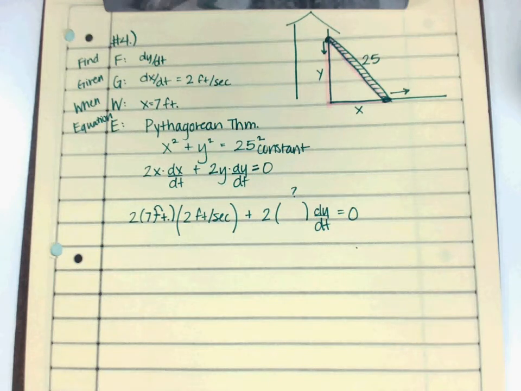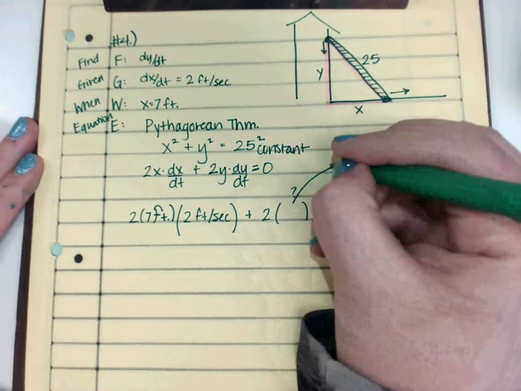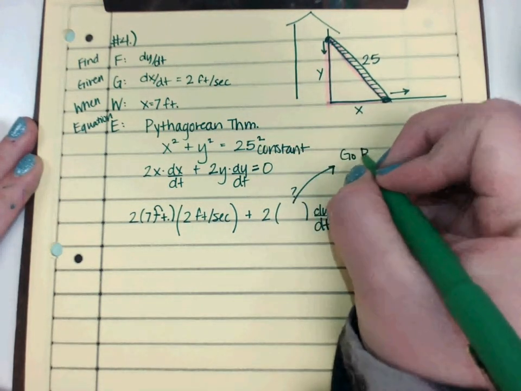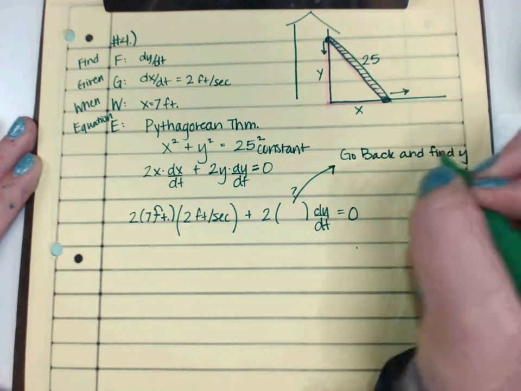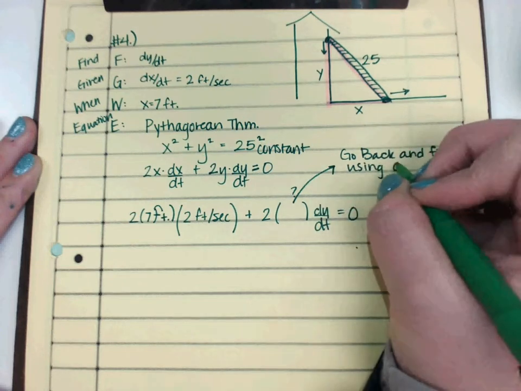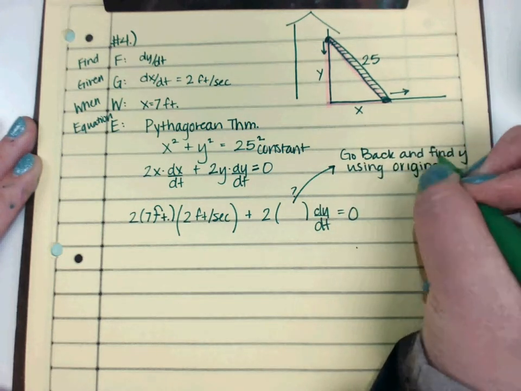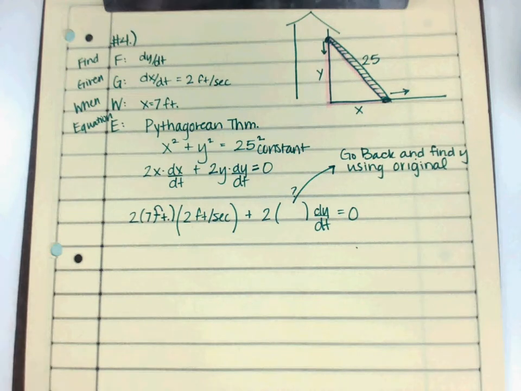Plug it in where? Yeah, to the original, right? If I know one of the sides of the triangle is 7, and I know the hypotenuse is 25, then I'm just one little Pythagorean theorem away from knowing how long the other side is. Yeah? So, let's set it up here. I'm going to put a little note for you. Okay, we need to go back and find y using the original before I took the derivative, which is obviously just Pythagorean's theorem.